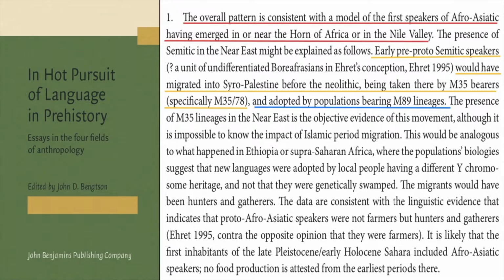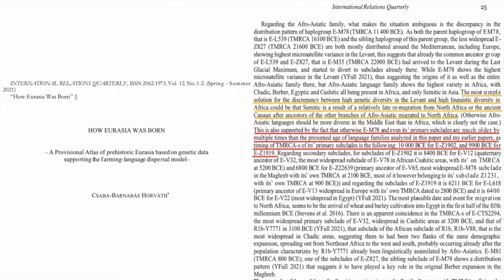So this is from In Hot Pursuit of Language in Prehistory by John D. Bengtson, and he says, the overall pattern is consistent with a model of the first speakers of Afro-Asiatic having emerged in or near North Africa, or in or near the Horn of Africa or the Nile Valley. The presence of Semitic in the Near East might be explained as follows. Early pre-Proto-Semitic speakers would have migrated into Syro-Palestine before the Neolithic, being taken by their M35 bearers, specifically M35 and M78. So these early Proto-Semites or pre-Proto-Semites, ancestral Semites, would have carried haplogroup E. This paper says the same thing.